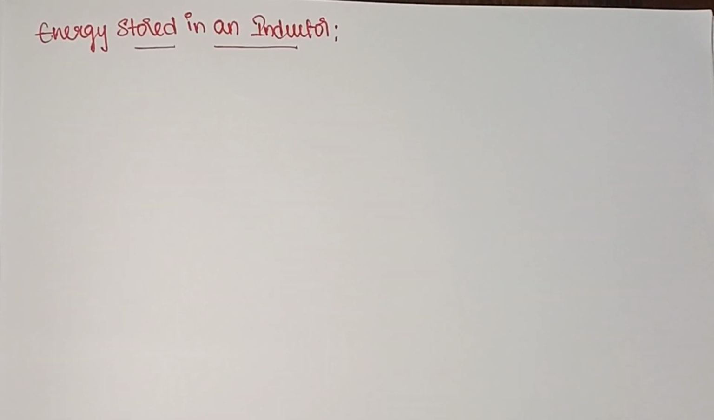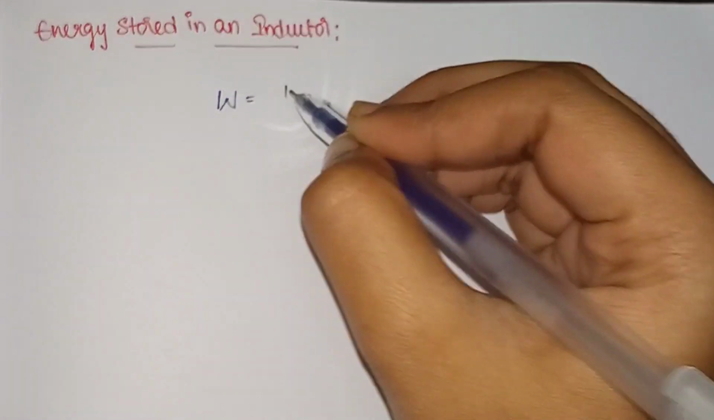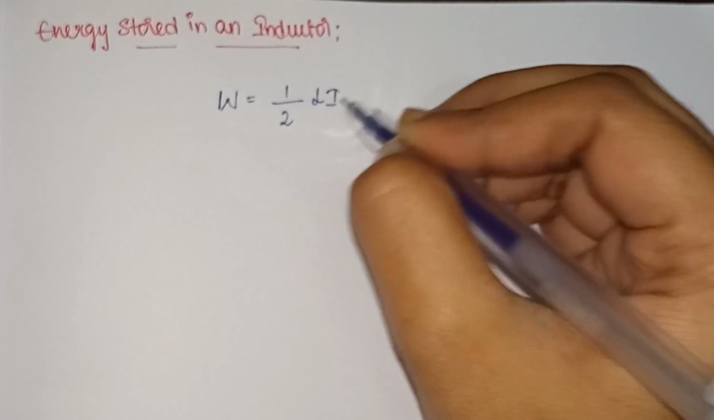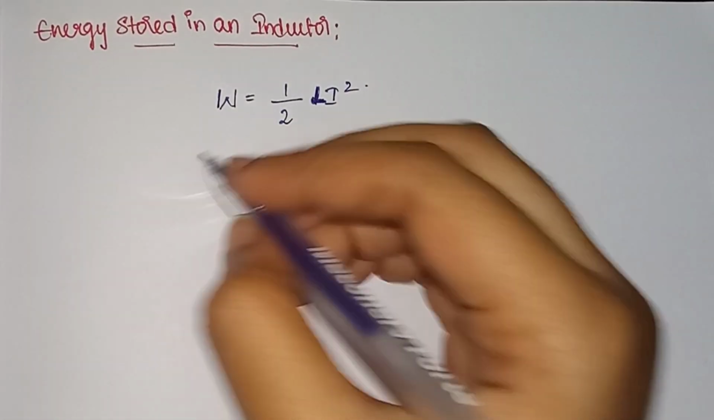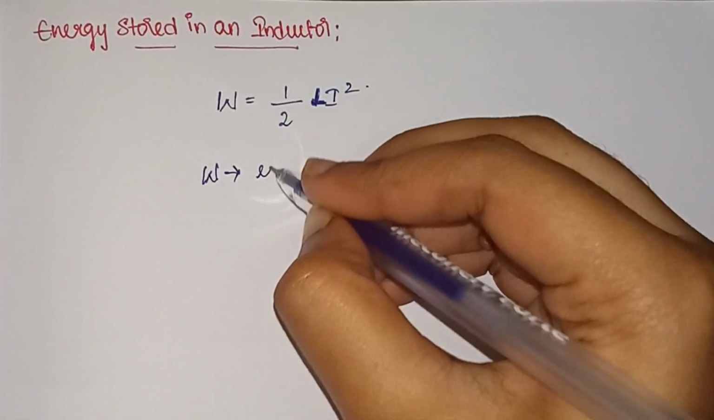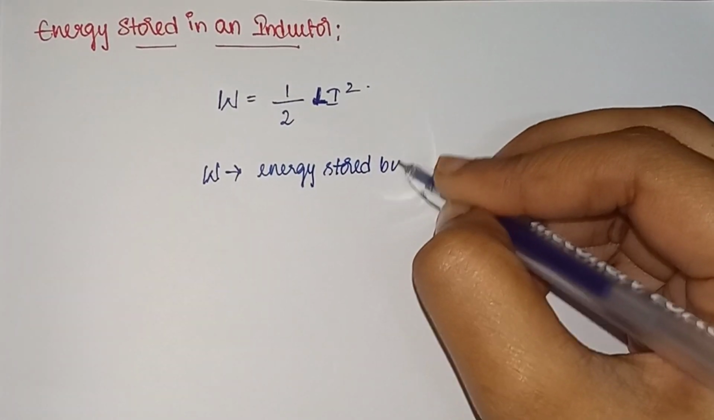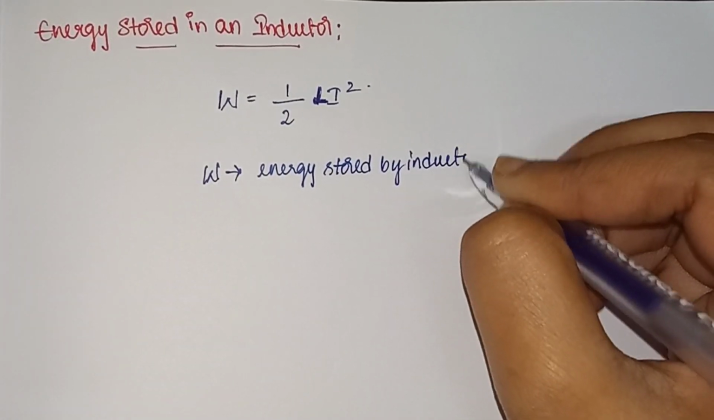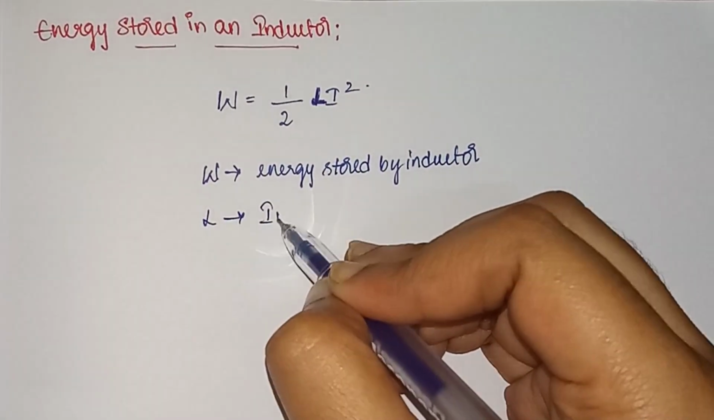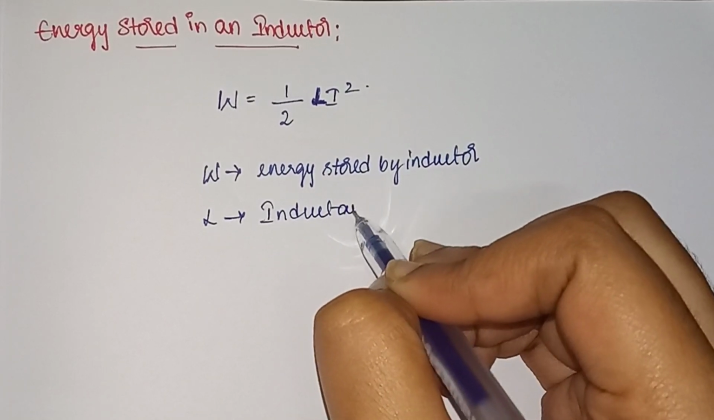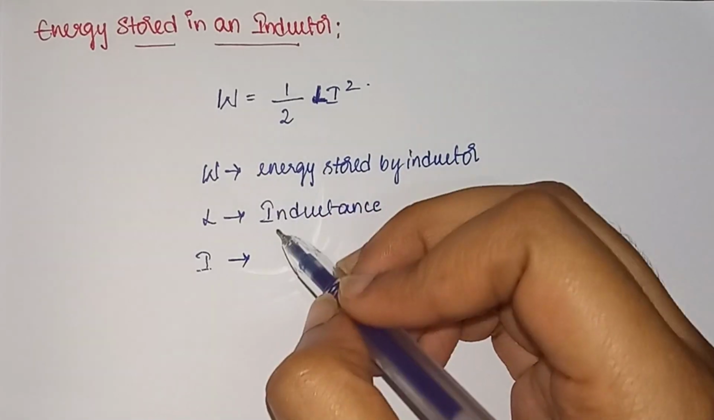So energy stored in an inductor is given by W is equal to half L I square. I'll tell you why this is half L I square. So in this case, W is nothing but the energy stored by inductor. L is nothing but your inductance, and I is nothing but the current.